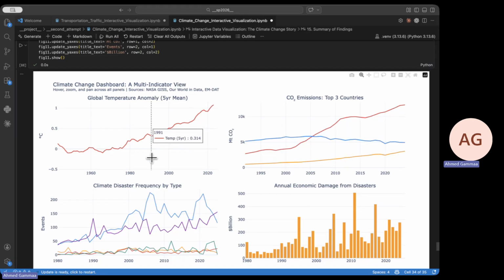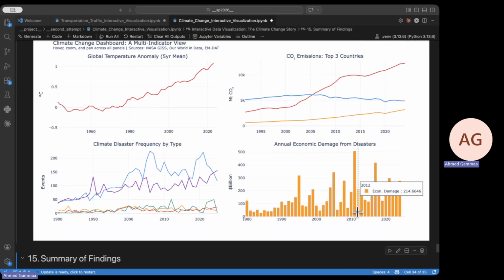And this is what's called linked multiple views in the textbook. And as you can see, as emissions increase, temperature rises, the frequency of events increases, and economic damage becomes bigger and bigger.